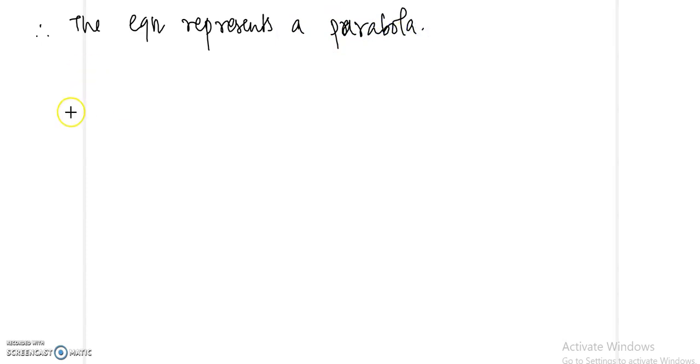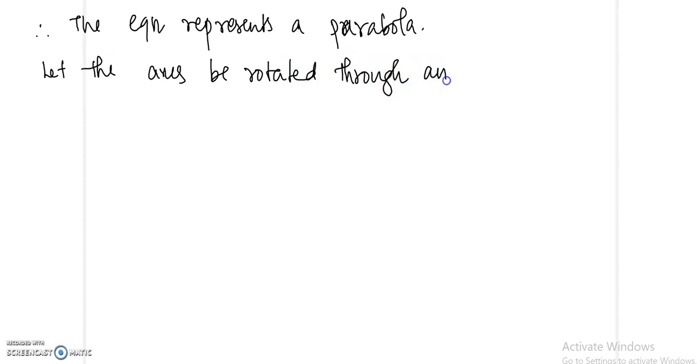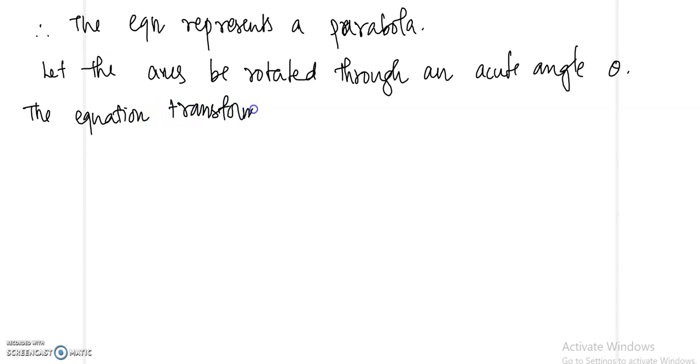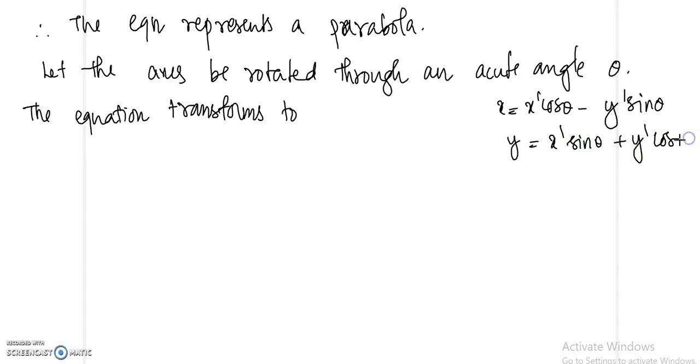Now let us use the transformation. So let the axis be rotated through an acute angle theta. So the equation transforms to, so we have x equal to x dash cos theta minus y dash sin theta, and y is equal to x dash sin theta plus y dash cos theta.